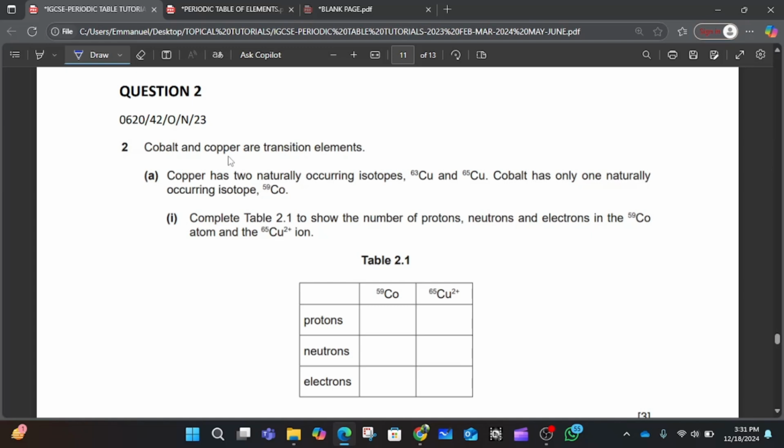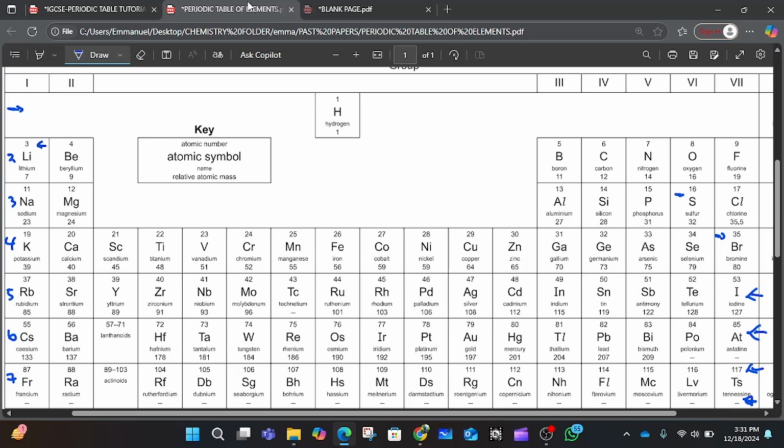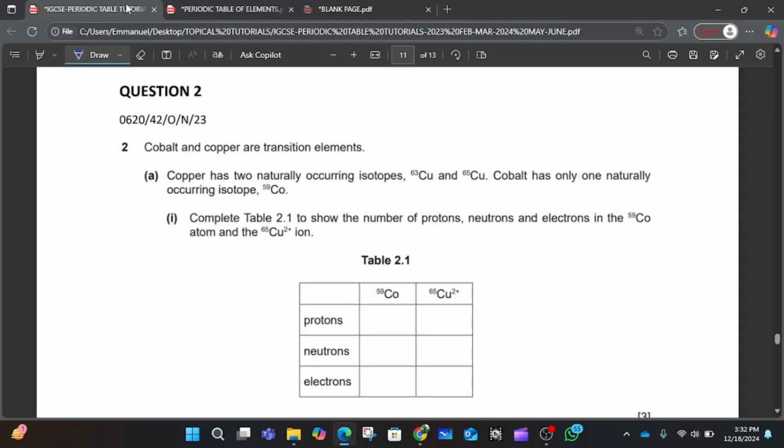So for cobalt 59, the proton number, as can be seen from the periodic table, is 27. Copper is 29. So we have this as 27 and copper as 29. For the number of neutrons of cobalt, we need to subtract the proton number from the mass number. And when we do that, we get 32. This is a neutral atom. There is no charge on it. So it means the number of protons is the same as the number of electrons. So this has to be 27 as well.